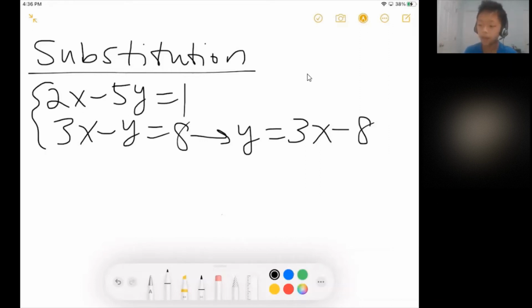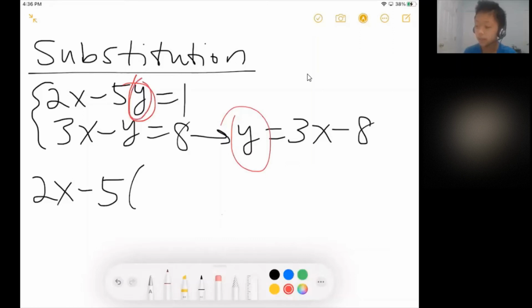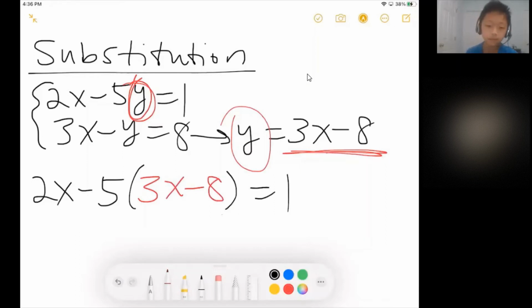The reason we want to do this is we can replace this y with this expression. If we make that substitution, we have 2x, we still have the 2x, minus 5 times, and then you replace y with this expression here. So you would say 3x minus 8, and this has to equal 1. And now you're left with one variable, one equation. We know how to solve this because, as always, we can just isolate the variable. That's the general strategy.